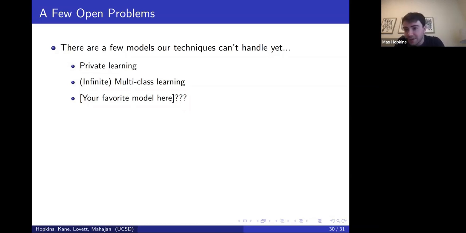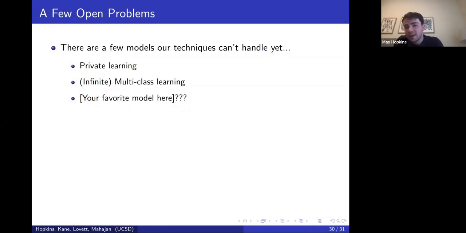It's also known that infinite multi-class learning has this equivalence through connections with sample compression. This is also a problem for our reduction because you can't discretize the multi-class setting. And so you have this infinite label space. And when you try to run our cover, you get an infinite object, and it's not clear that you can agnostically learn the infinite object. So we don't know how to deal with this type of scenario yet.